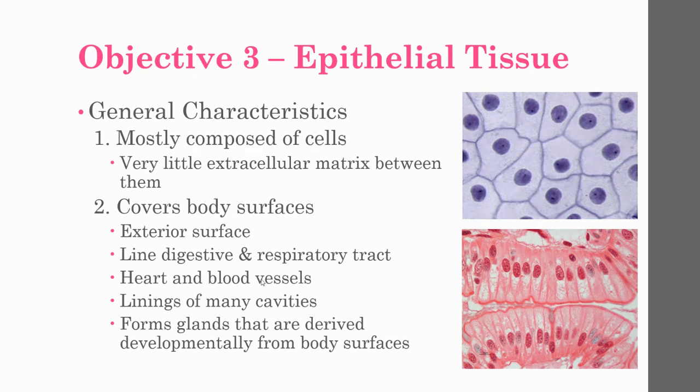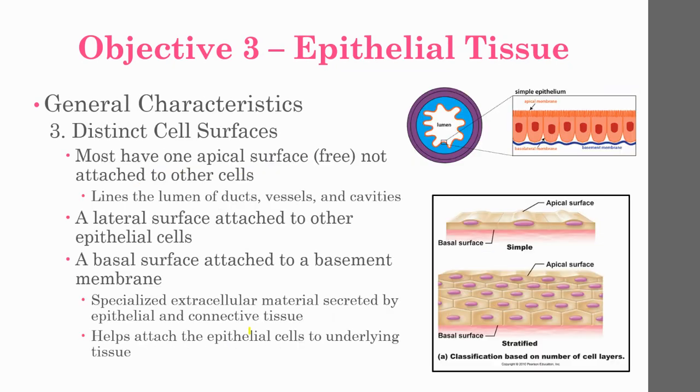Remember that a lot of your tissues are going to be characterized by the cells that they have as well as the extracellular matrix. In the case of epithelial tissue, it's mostly cells. There's not as much of the extracellular matrix. It's pretty much cells attached to cells attached to cells, so they don't have a lot of space in between them. They are going to cover body surfaces, like your exterior surface, like your skin. They're going to line our digestive and respiratory tracts, our blood vessels, and like we mentioned earlier, they're going to form our glands.